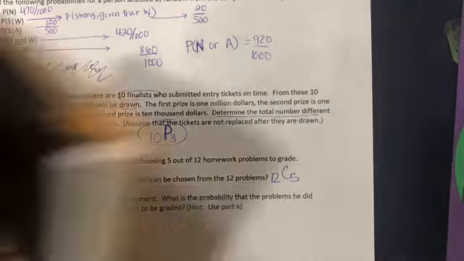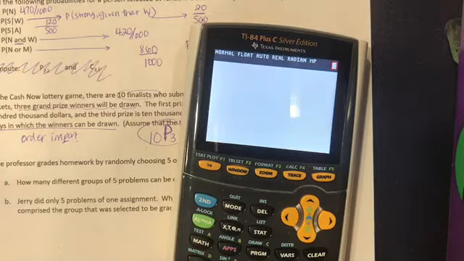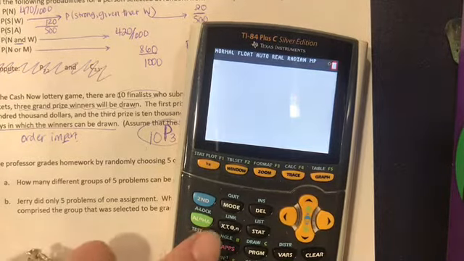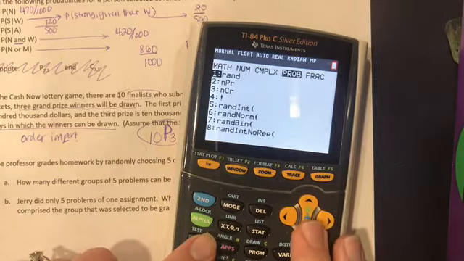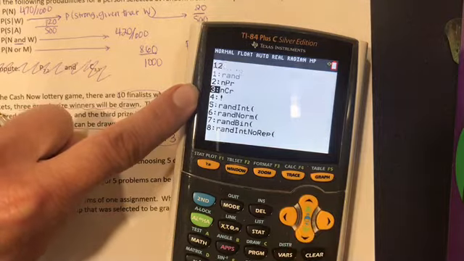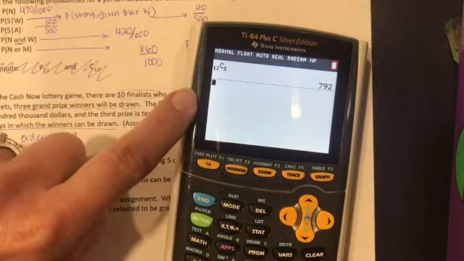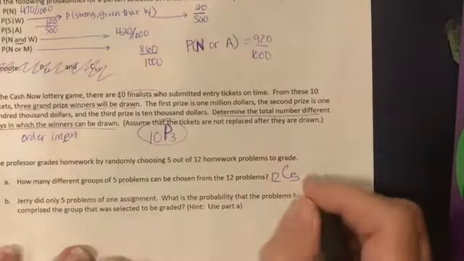So 12C5. And I'm going to have to remember how to find this on my calculator. You do 12 and then math, probability, I think. Yep. And then 2 is the permutation and 3 is combination. I'm going to do C, and it automatically does the 12C, and then 5, 792.